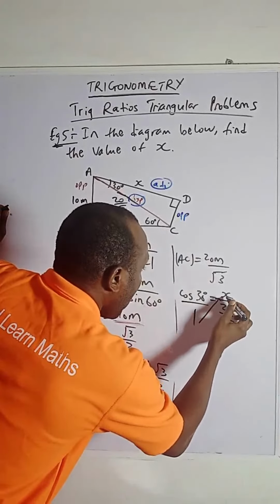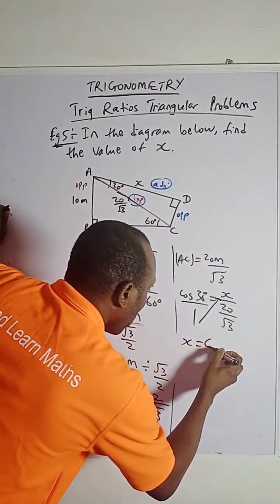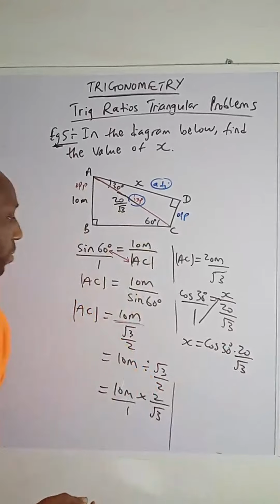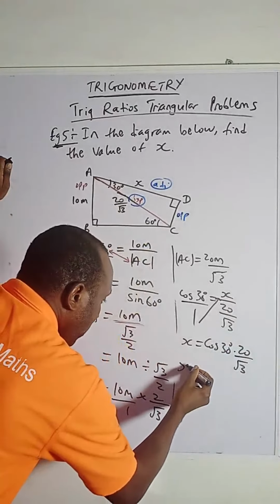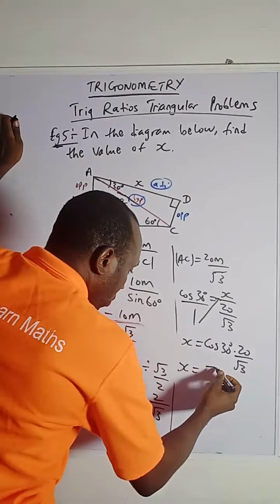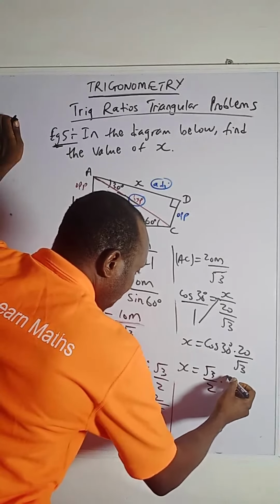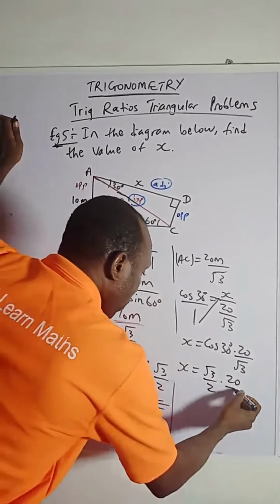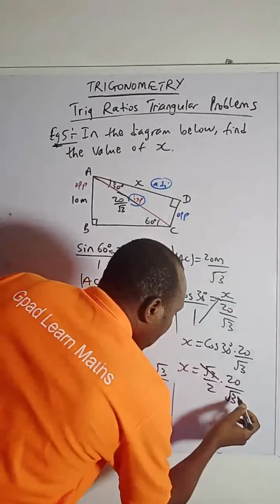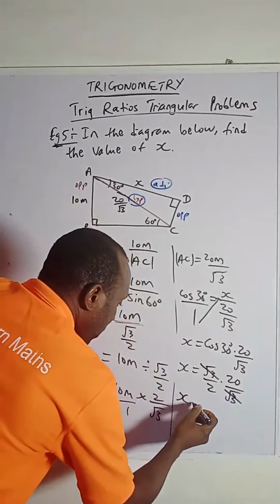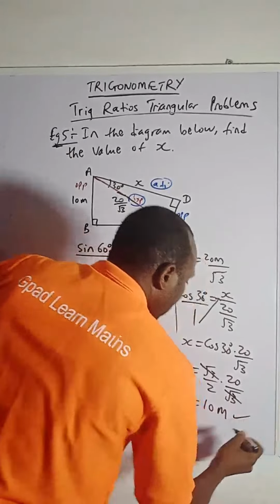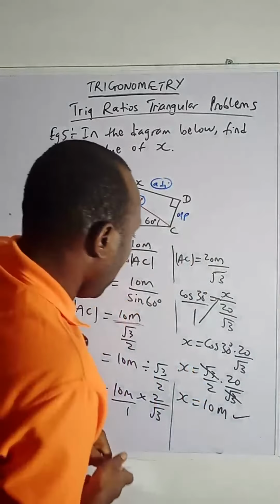Cross multiply. X times 1 is x, equal to cos 30 times 20 over root 3. So x is equal to, what's cos 30? Cos 30 is root 3 over 2 times 20. Oh, this makes more sense. So this root 3 cancels root 3, and x is equal to 20 divided by 2, which is 10. This is much better, so 10 meters. I hope this is clear.